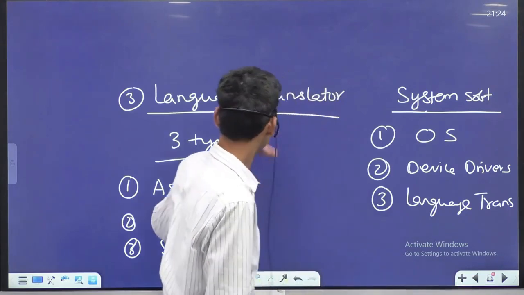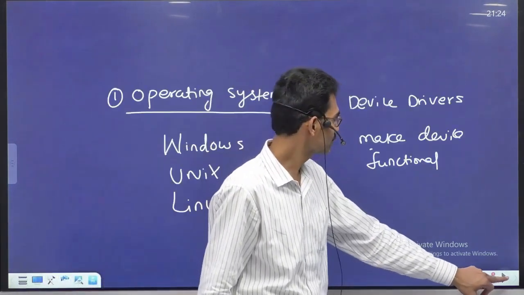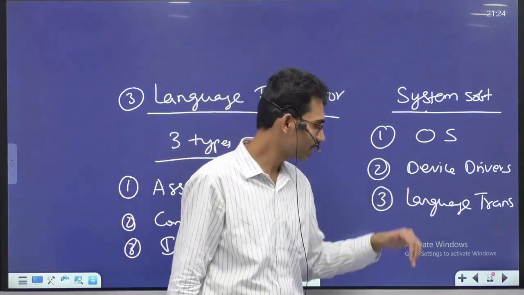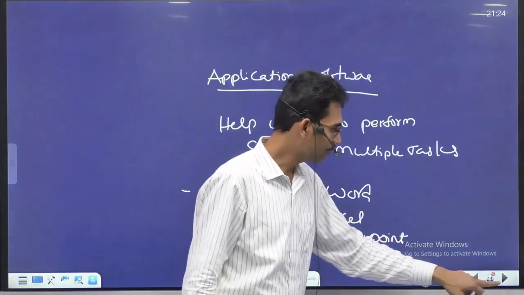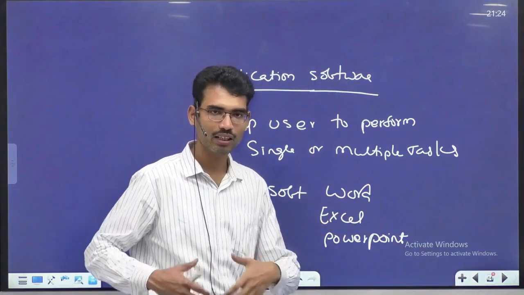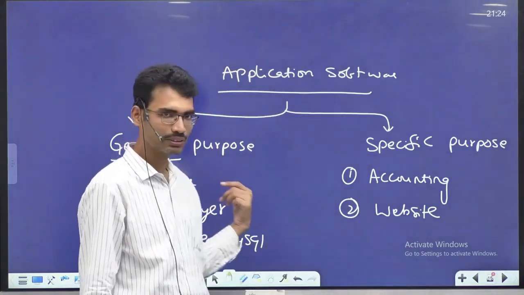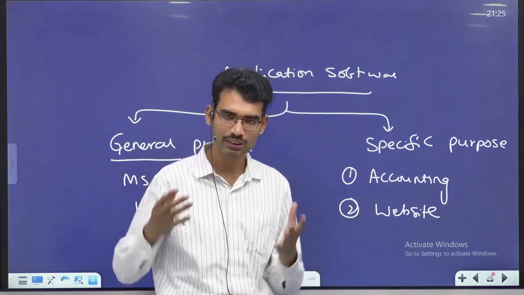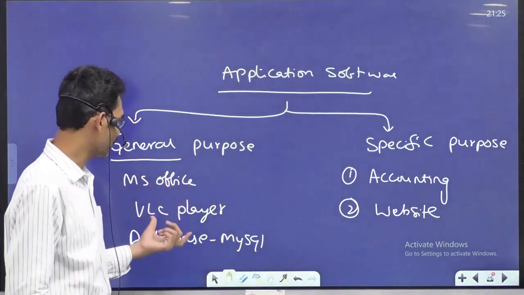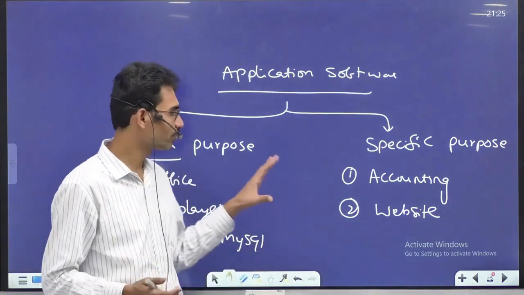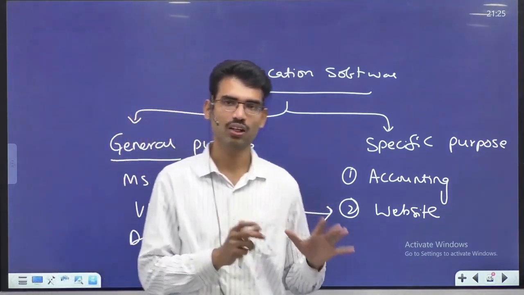If we see the basic types of software, system software, application software. When it comes to system software, operating system is one example, device drivers one example, language translators. Language translator examples, assembler, compiler, interpreter. When it comes to application software, they help to perform a single or some set of goals. Word, Excel, PowerPoint are some of the examples of general purpose. Specific purpose, a website can be developed specifically for a particular task, an accounting software, likewise a reservation system. When it comes to general purpose, Office, VLC player, database, these general purpose softwares can be used for any of these specific tasks. Likewise, softwares and hardware.